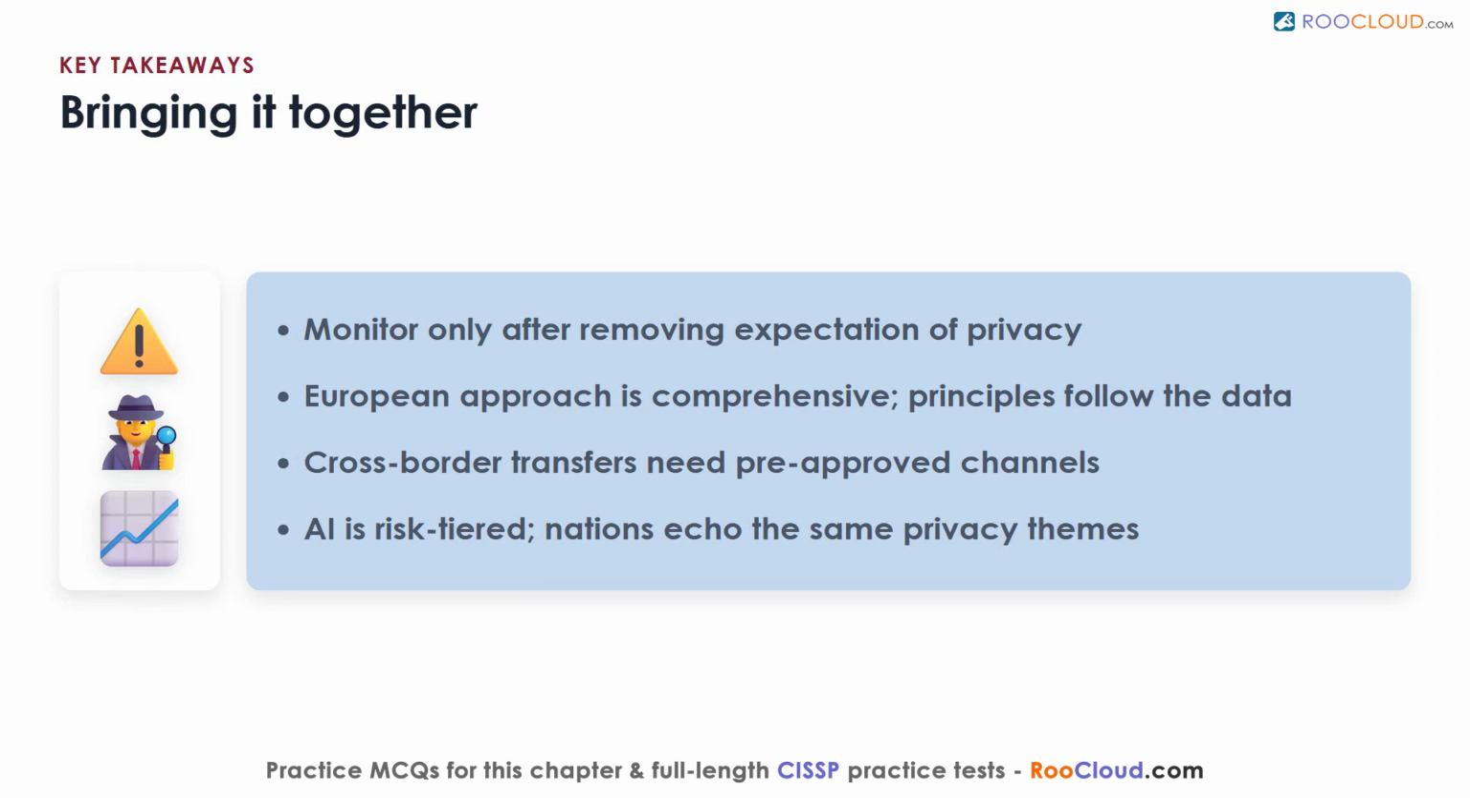The European approach is comprehensive rather than sector by sector, and its flagship regulation sets a handful of binding principles that follow the data anywhere. Cross-border transfers out of that region require pre-approved channels, and artificial intelligence is governed by a risk-tiered framework. Other nations, from Canada to China to South Africa, echo the same core privacy themes. Learn the shared pattern, and you can reason about a law you have never seen before.